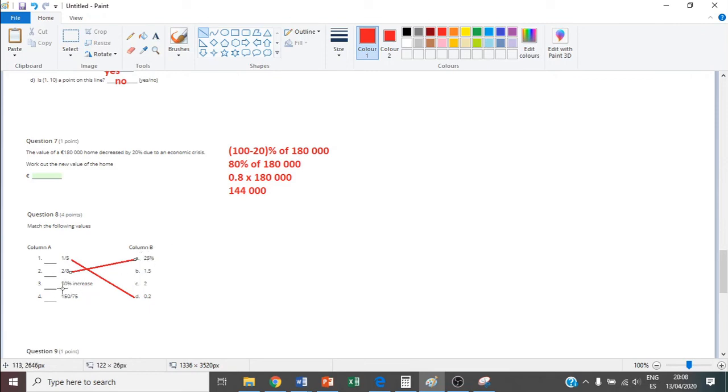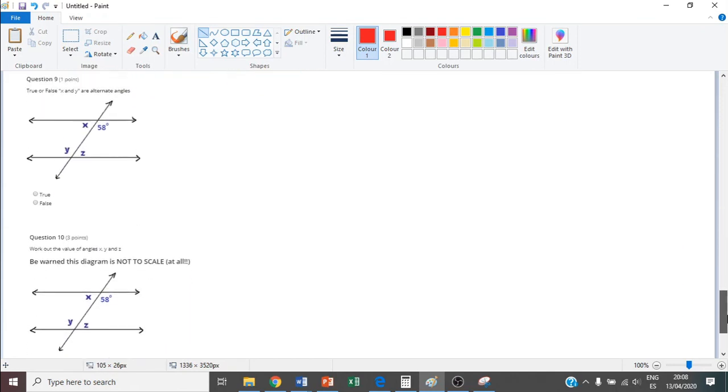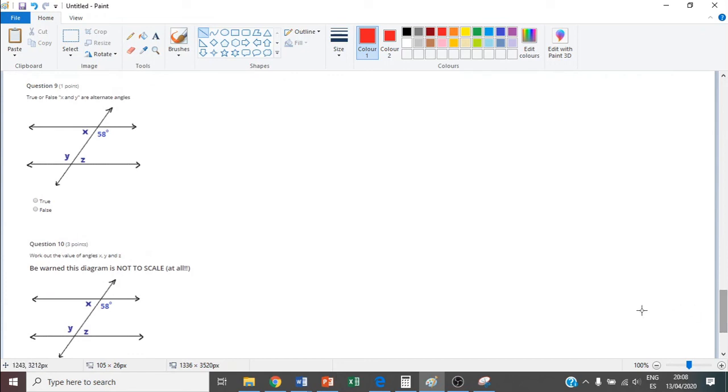A 50% increase is 50% more than 100. So that's 150%. And 150%, if I convert that to a decimal, would be 1.5. And this last one here, it's got to be 2. If I do 150 divided by 75, it's 2. Again, these last 2 questions were easy questions. Don't expect that on the next assessment. Now that you have a better grasp of parallel lines, we should be able to do more than just this.